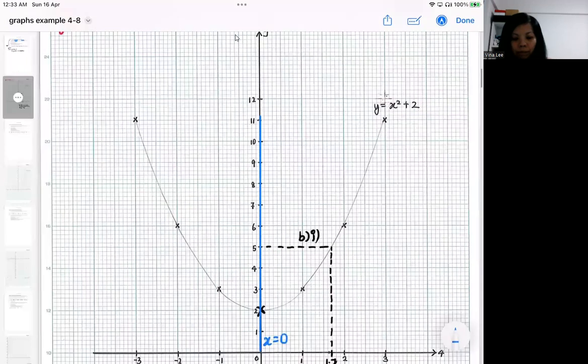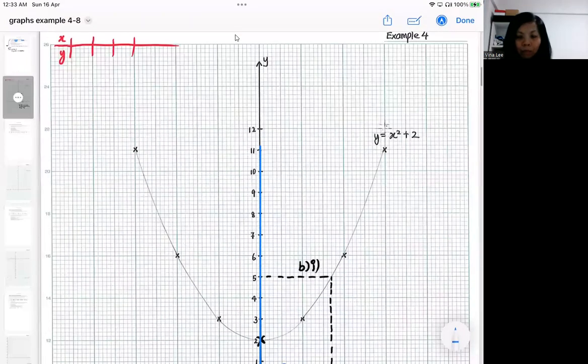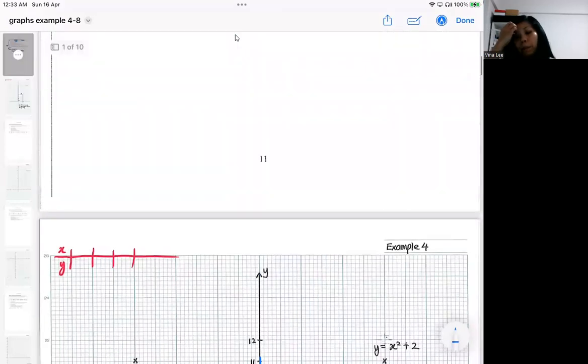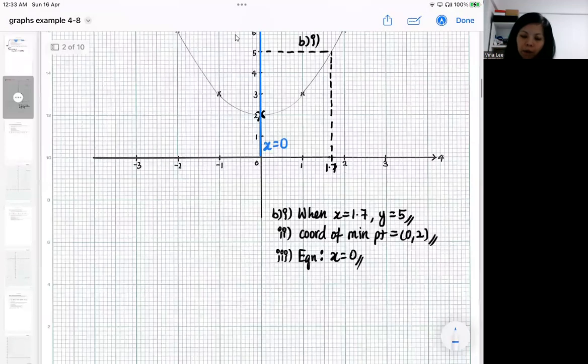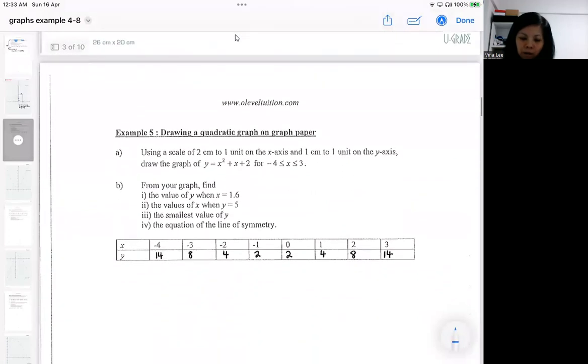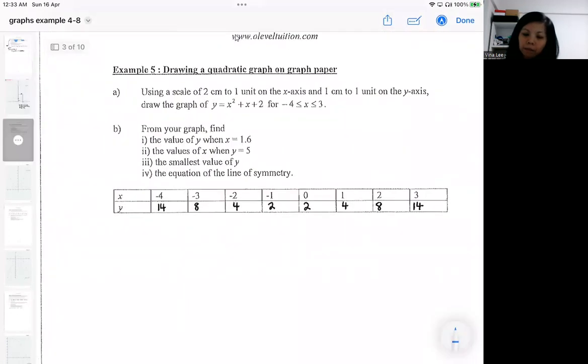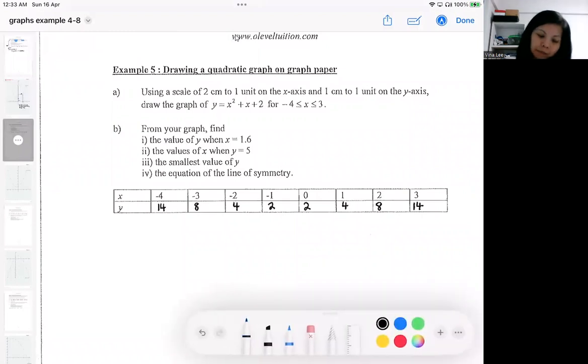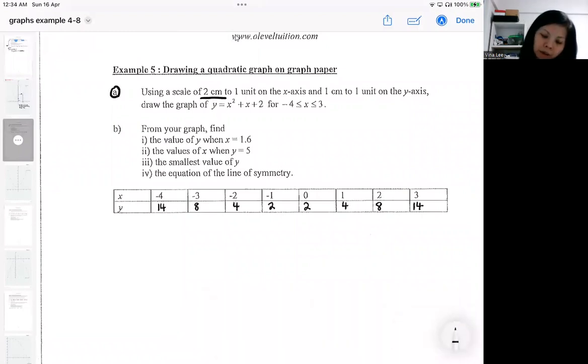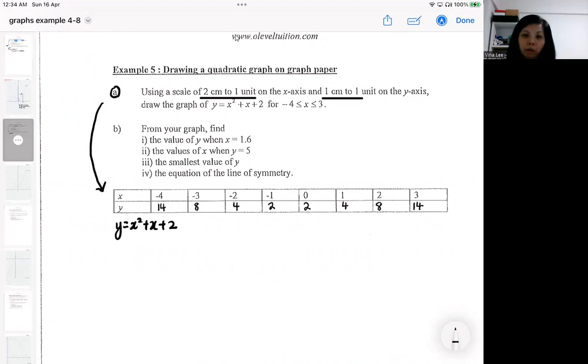So it's the same procedure like example 3, except that you need to draw a proper graph. The same thing is going to happen for example 5, part A. They gave you a scale for the x-axis, a scale for the y-axis. So follow the scale, and they gave you the equation. So use the equation to complete the table, and then you plot accordingly.